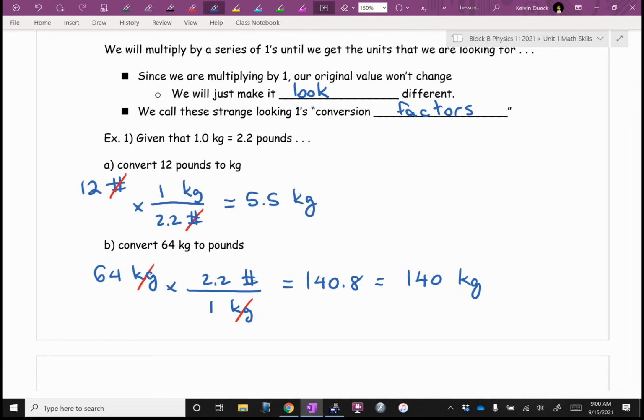Sorry? Oh, it's pounds, Mr. Dewick. You got the wrong units there. Thank you. You caught me in a mistake. You get a candy.